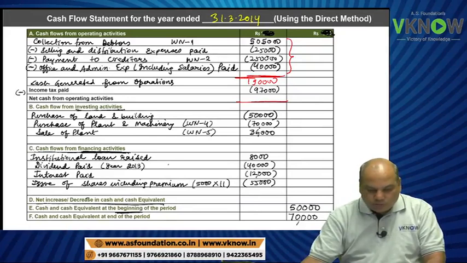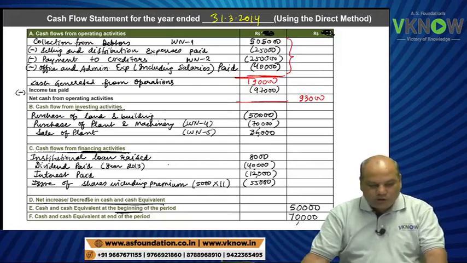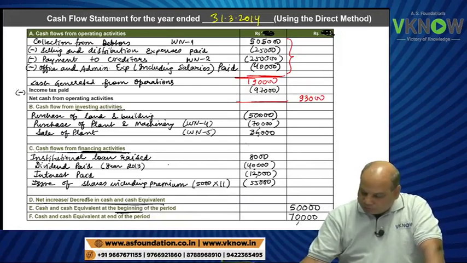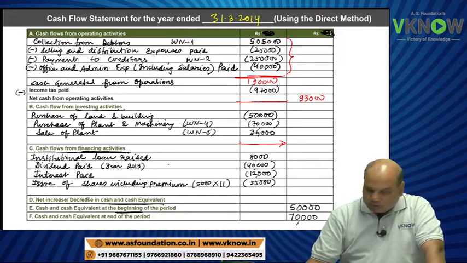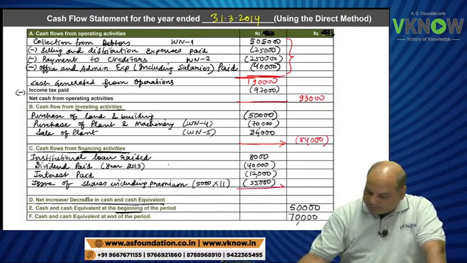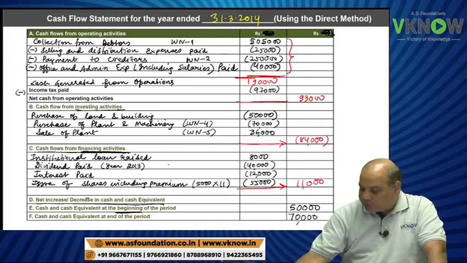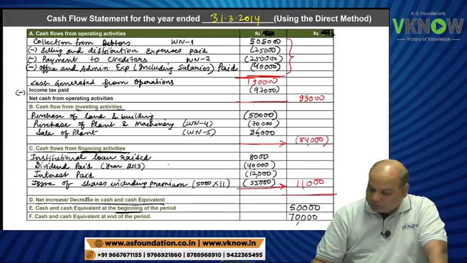Cash flow from operating activities is 93,000. Then your investment activity is negative 84,000. Financing activity is positive 11,000. This is the student's answer, please check.